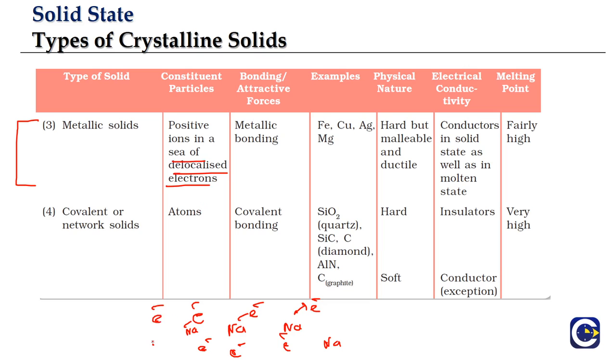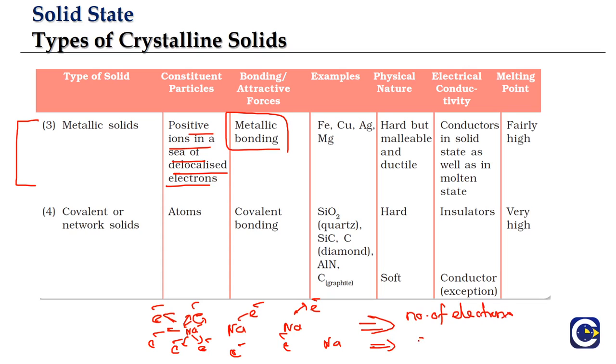And the sea of delocalized electrons, since they are negative, will be able to hold on to the positive metal ions. Now we can call them positive metal ions. So the positive metal ions are held by the sea of delocalized electrons, and this type of bonding is what we call metallic bonding. We have studied in the alkali metals as well as alkaline earth metals chapter that the strength of the metallic bonding depends upon the number of electrons released and also the size of the atoms.